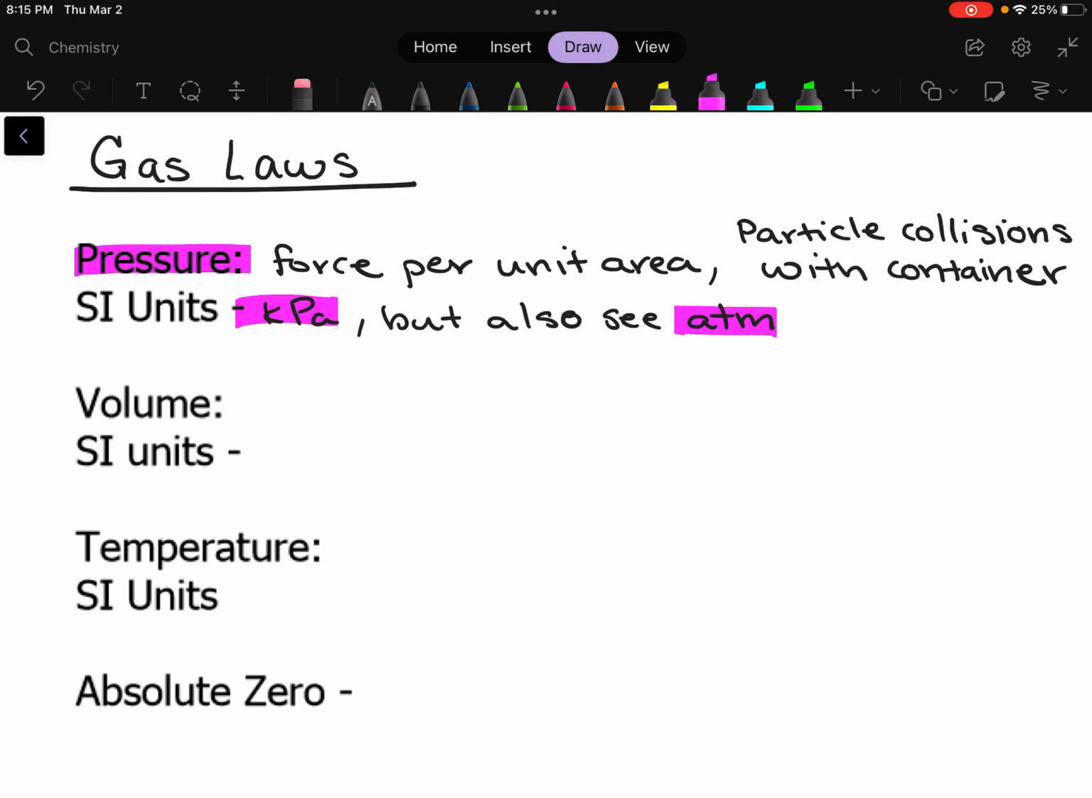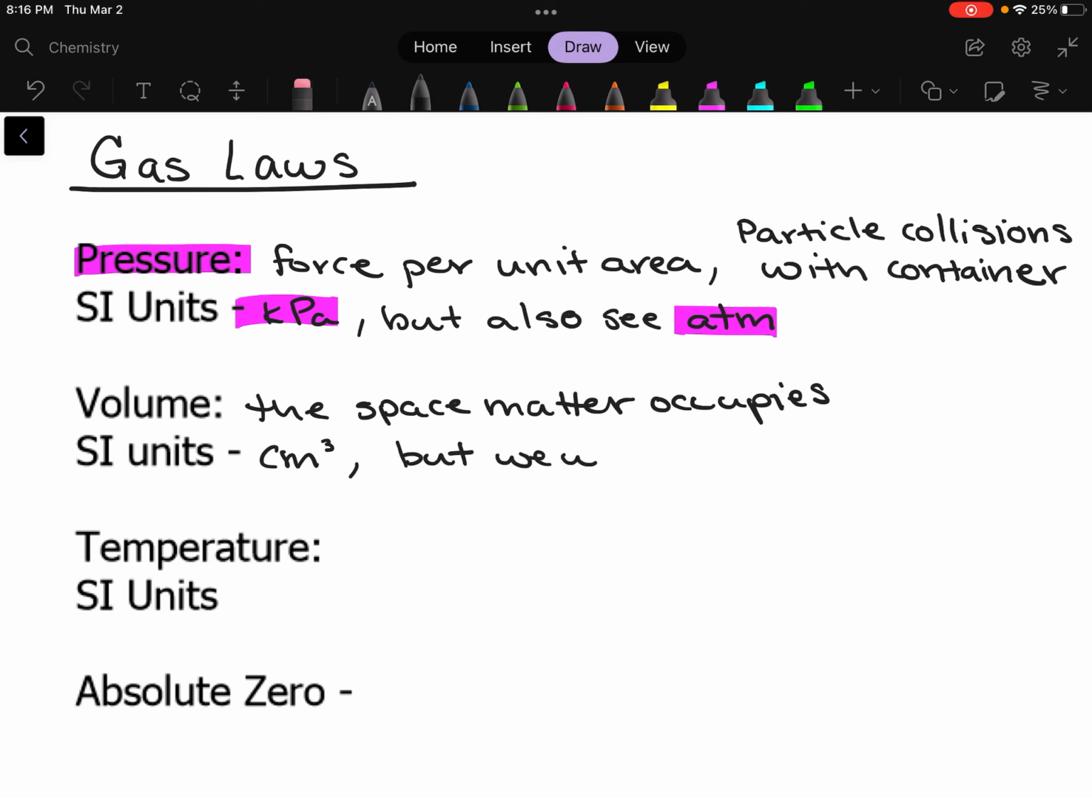Okay. Our next one is volume, and we learned this week that volume is the space that matter occupies. And our SI units for that are cubic centimeters, and we saw that in our GIM kit, but we will use liters, and that will be abbreviated as L. So if you see liters anywhere, think volume.